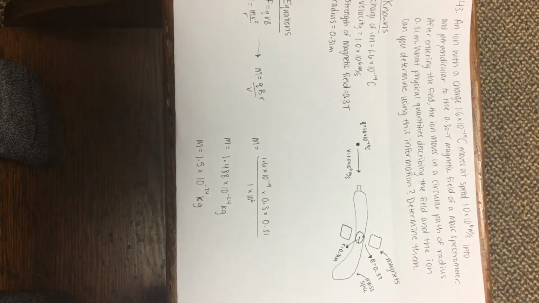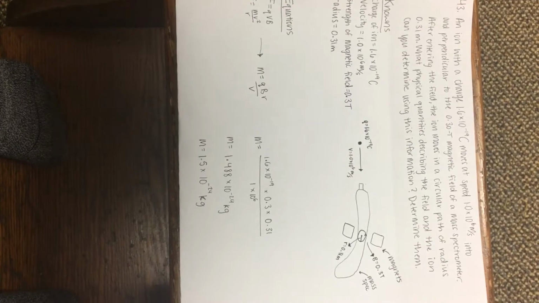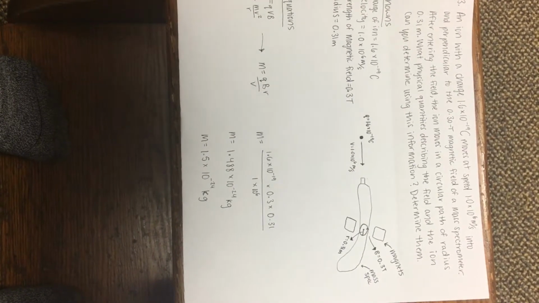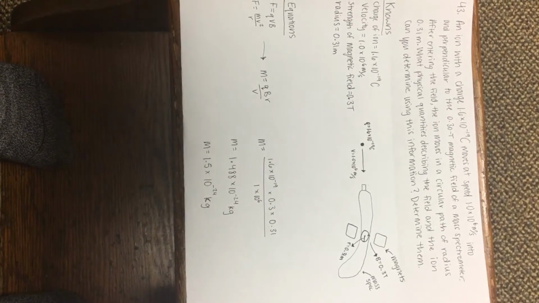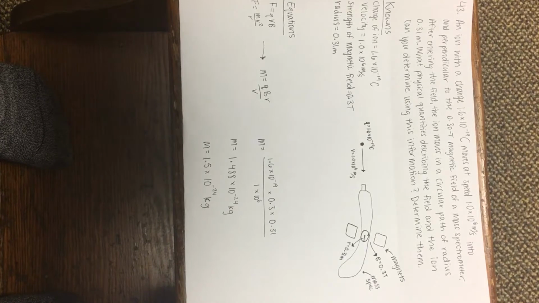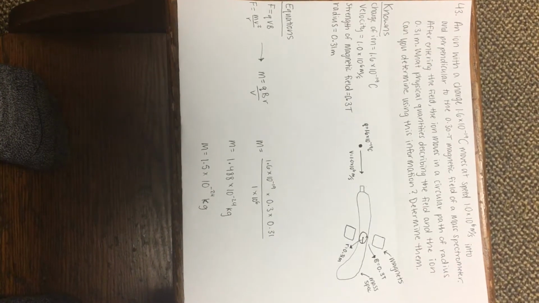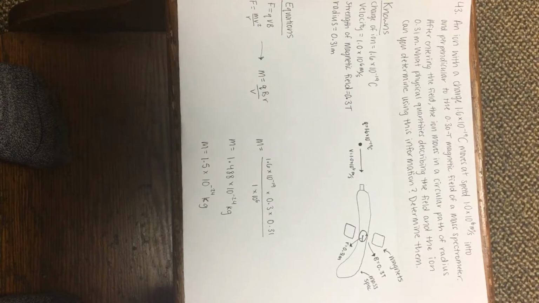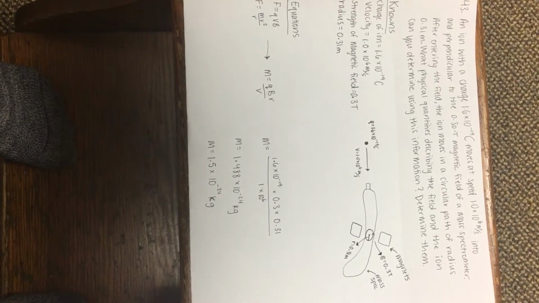So first I'll read the question for you. An ion with a charge 1.6 times 10 to the negative 19th coulombs moves at speed 1 times 10 to the 6th meters per second into and perpendicular to the 0.3 Tesla magnetic field of a mass spectrometer. After entering the field, the ion moves in a circular path of radius 0.31 meters. What physical quantities describing the field and the ion can you determine using this information?